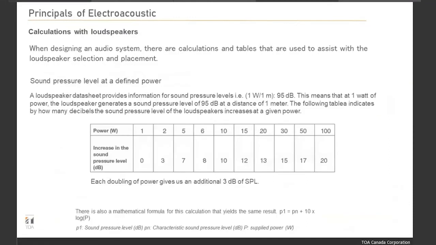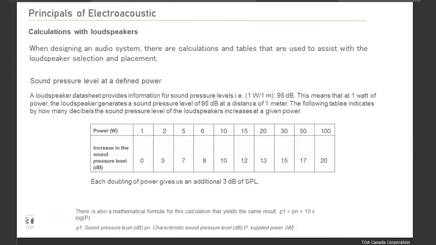So calculations with loudspeakers. When you're designing an audio system, there are calculations and tables that are used to assist with loudspeaker selection and placement. The sound pressure level at a defined power, you can see in the graph there. The loudspeaker datasheet provides the information for sound pressure levels that I mentioned before: 1 watt at 1 meter. This one's 95 dB, so it's 1 dB different.